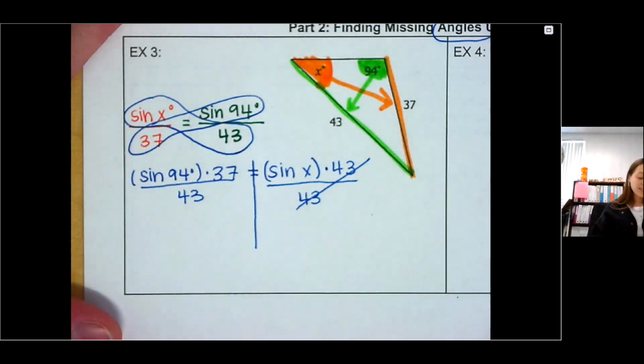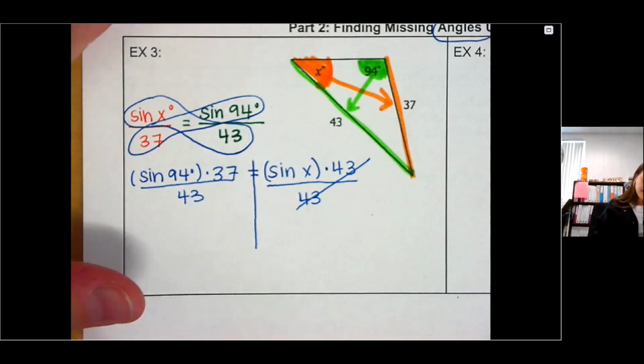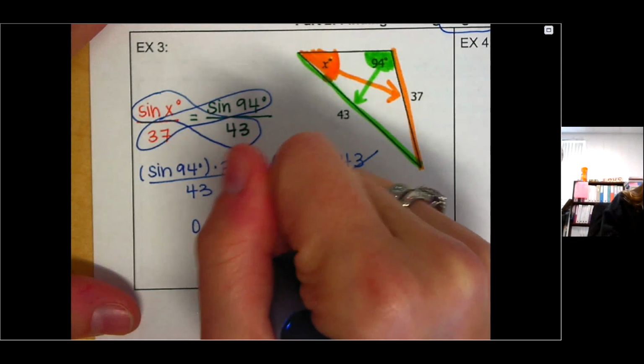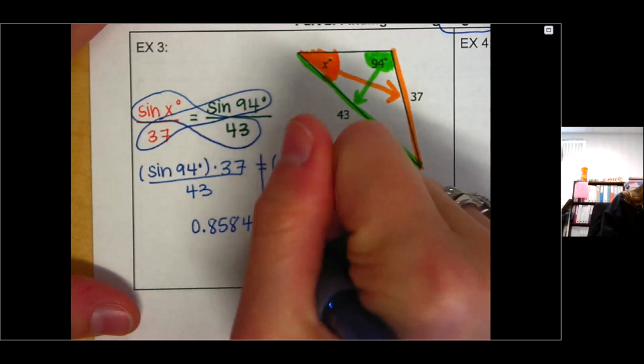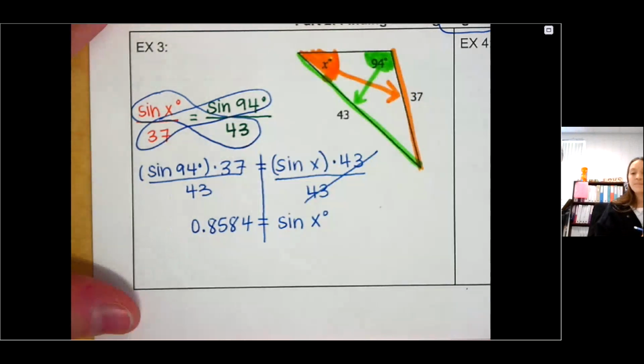Okay, now I'm going to plug that into my calculator. So sine of 94 times 37 and then divided by 43, I get 0.8584 is equal to the sine of x.